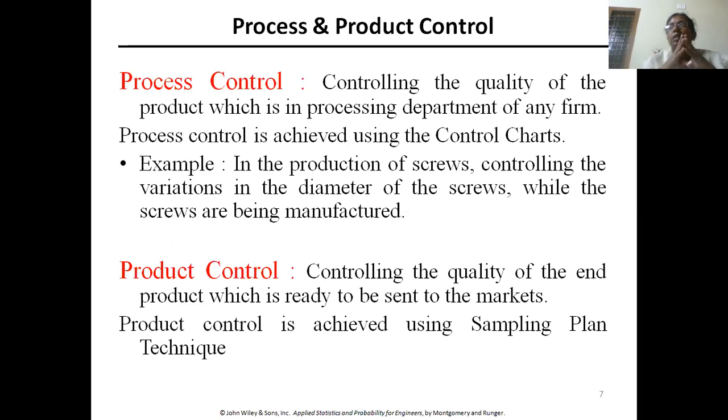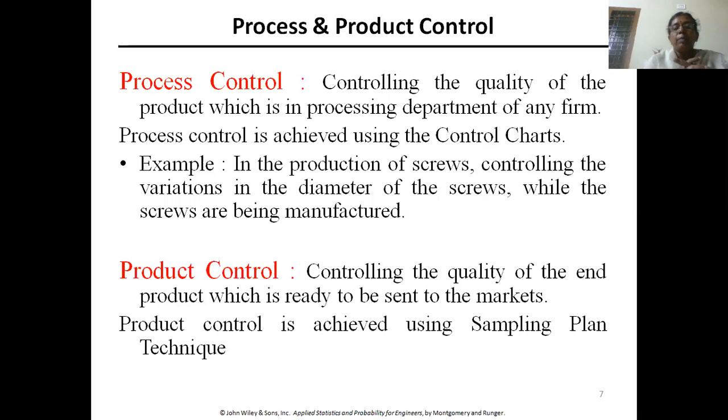In statistical quality control, you have two major terms. One is process control, another one is product control. So what is process control and what is product control? Process control is controlling the quality of a product whenever it is being manufactured. That means whenever it is in the processing department. So when you control the quality of a product while it is in the processing department, that is known as process control. This process control is achieved using control charts.